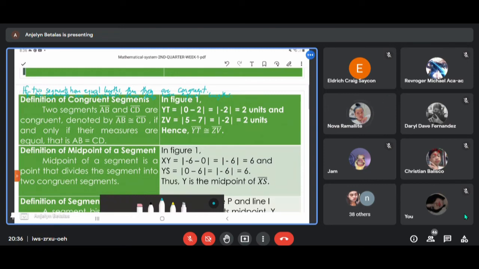Just like the example, segment YT measures 2 units. Segment ZV has a length of 2 units. So, since they're equal, therefore, segment YT is congruent to segment ZV.